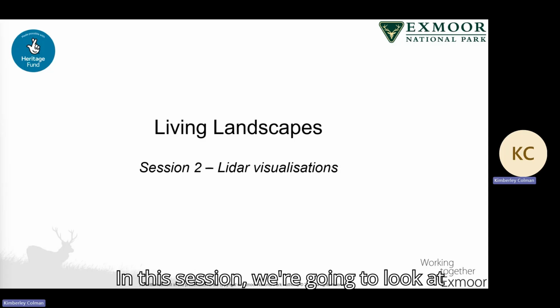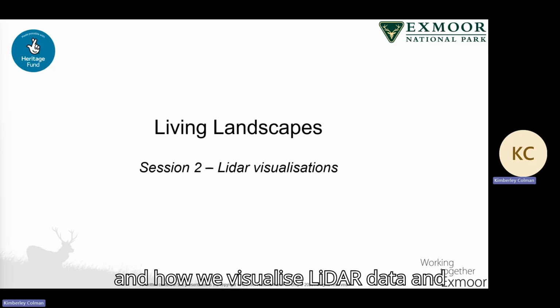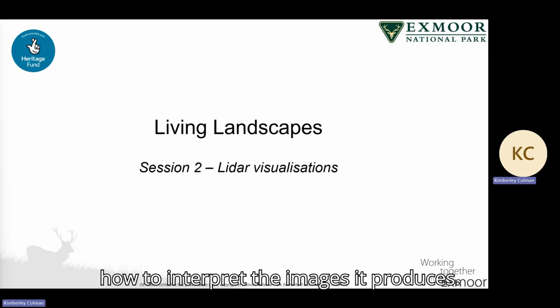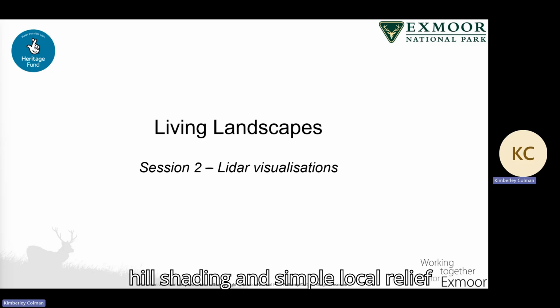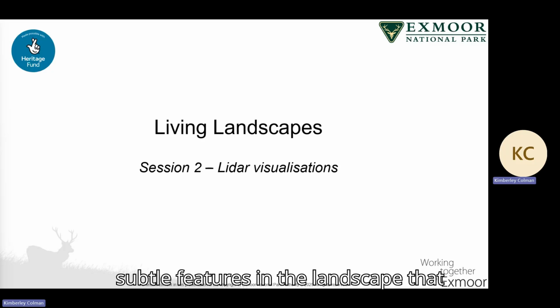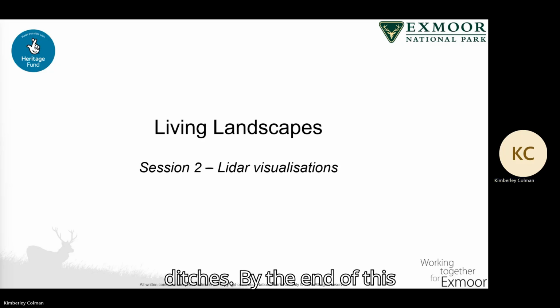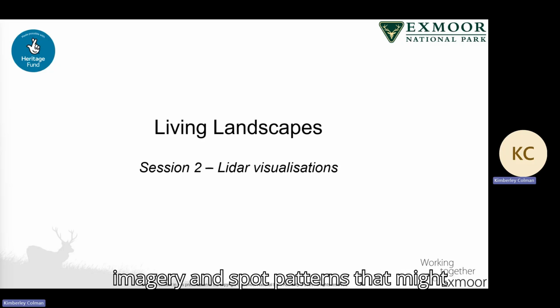In this session, we're going to look at how we visualise Lidar data and how to interpret the images it produces. You'll see how different techniques like hill shading and simple local relief modelling can help us bring out subtle features in the landscape that aren't visible in the raw data or aerial photos. We'll explore how these visualizations work, what they're good for, and how to start recognizing archaeological features like banks and ditches. By the end of this video, you'll have a stronger understanding of how to read LiDAR imagery and spot patterns that might point to past human activity.